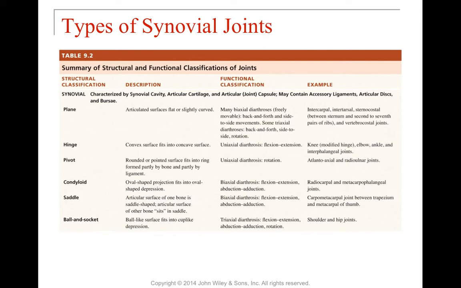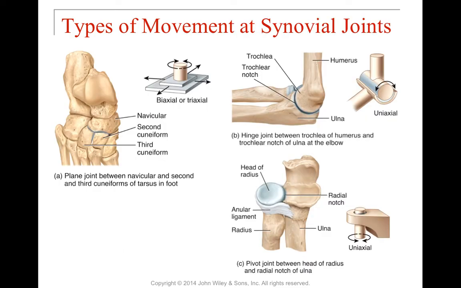All right, so ball and socket joints is when a ball-like surface fits into a socket or a cup-like depression. And these are going to allow you a great range of motion. So usually these are your triaxial diarthroses. They allow for flexion and extension, abduction and adduction, and also rotation. And some examples of this are going to be shoulder and hip sockets.